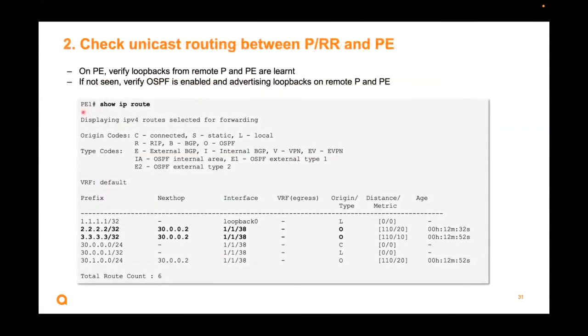Unicast routing. So on PE1, you want to check, make sure you see the loopbacks of your remote route reflectors and PEs. So if not seen, you want to make sure that OSPF is enabled and they are advertising loopbacks. Okay, so that's required in order for this to be populated in the routing table.